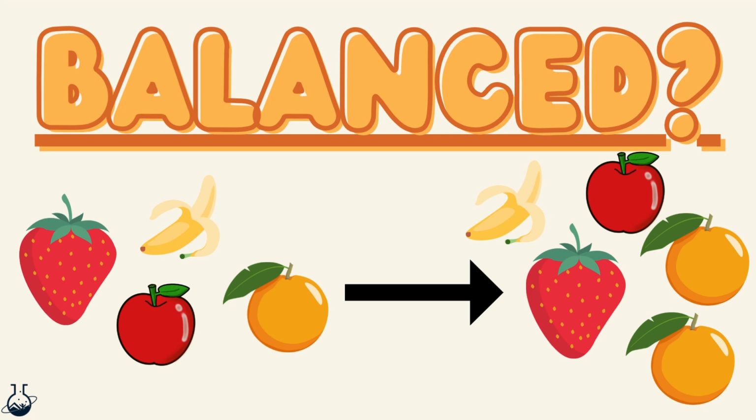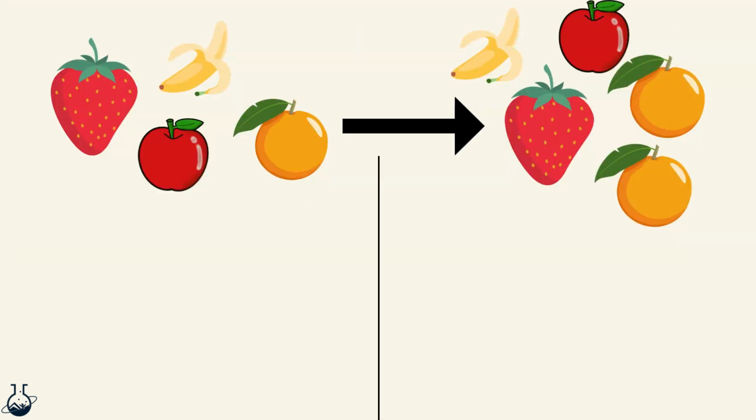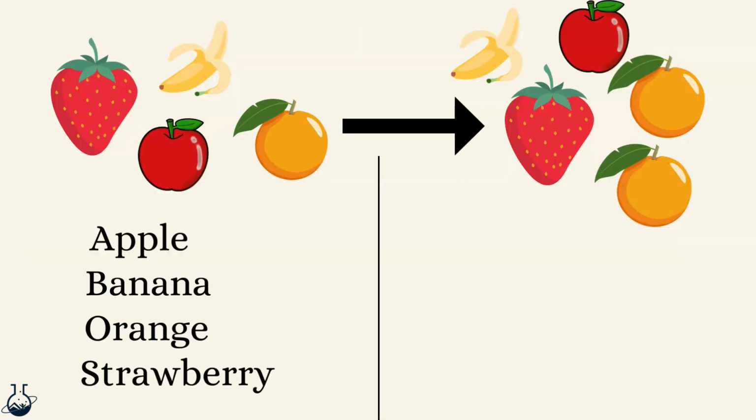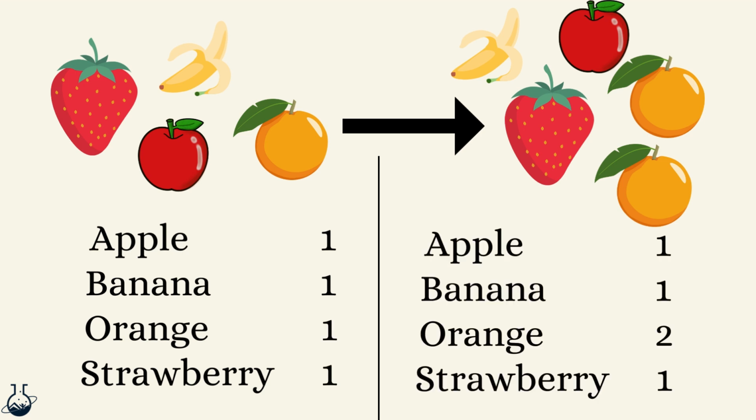Are the fruits balanced on the left and the right side of the arrow? No. If we divide them up, identify our reactant fruits and count them, I have one apple, one banana, one orange, and one strawberry. If I repeat for the product fruits, I have one apple, one banana, two oranges, and one strawberry. My oranges are not in balance. I have one orange on the left and two on the right, so I need to figure out a way to make them the same.